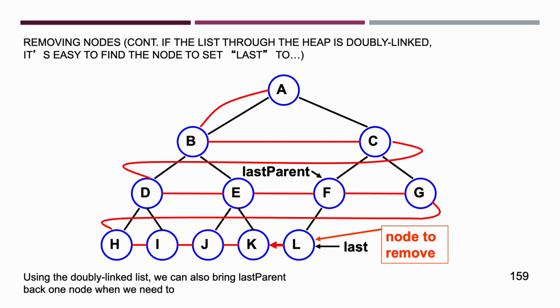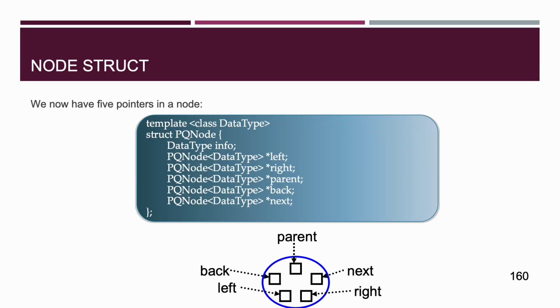Using the doubly linked list, we can also bring last parent back one node when we need to. So here we are just doing it. So this is the node structure. We now have 5 pointers in a node. So if you look here: left, right, parent, back, next. 5 pointers.